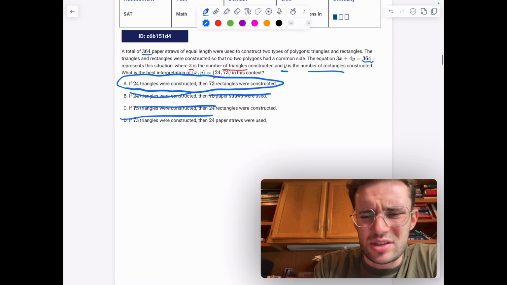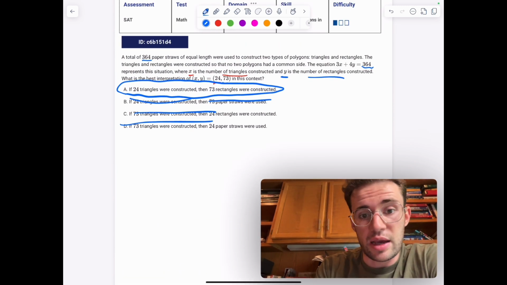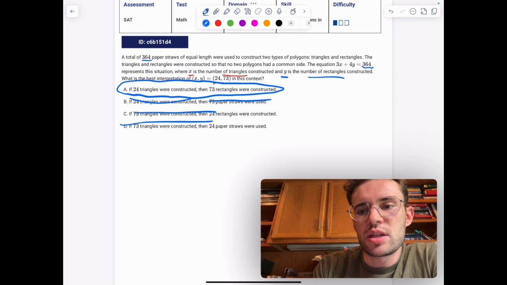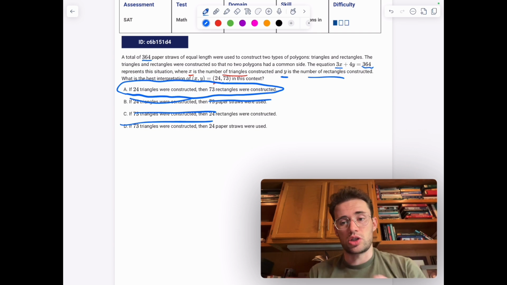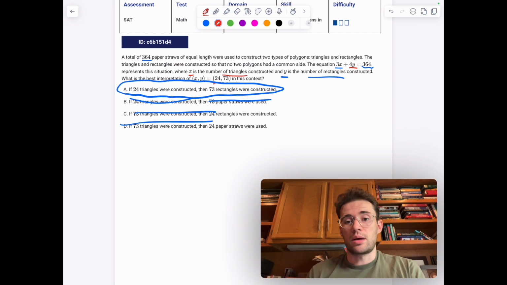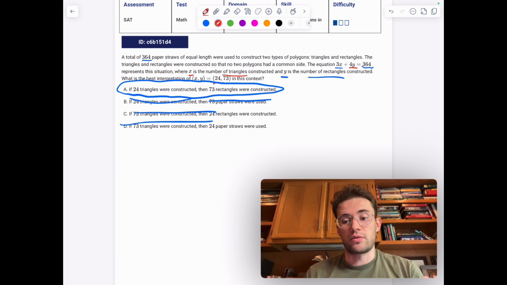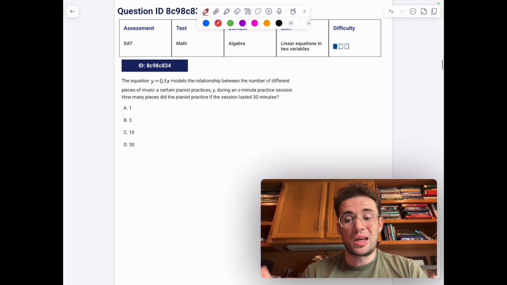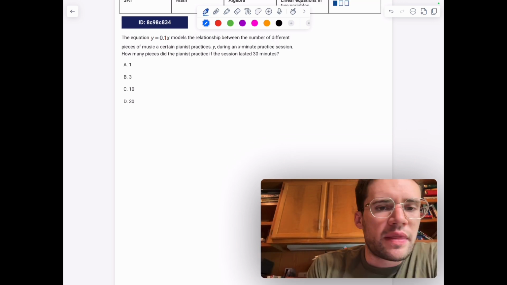Yeah, I guess just to understand what they're doing with this equation, you don't really need to get this problem, because again, they literally explicitly say what x and y are. But the reason that you're multiplying x by 3 is because that would be 3 times x is the total straws used on triangles, because each triangle uses 3 straws. And then 4 times y, 4 is the number of straws used per rectangle. So 4 times the number of rectangles is the total number of straws used on rectangles. But you didn't need to know that. All they asked were, if x is this and y is this, what does that mean?